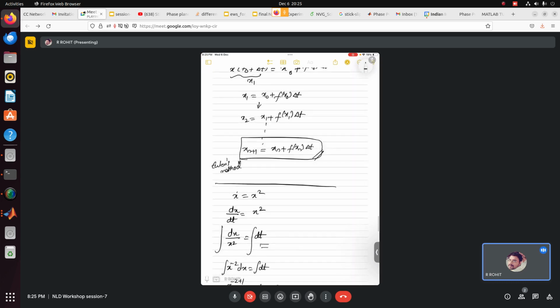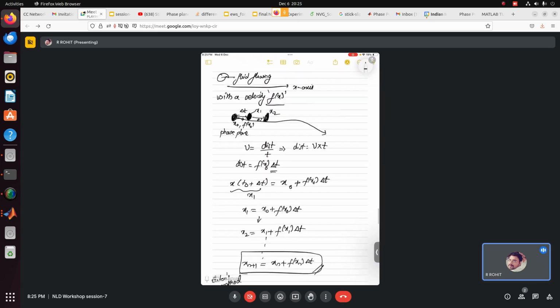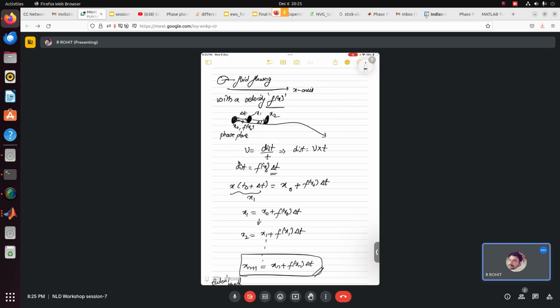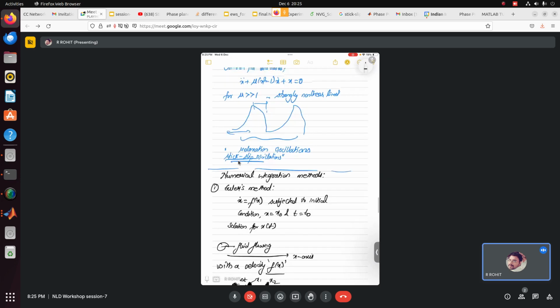You can use different equations instead of x dot equal to x square. You can take different values and try to plot the analytical solution for that and compare the different numerical integration values.